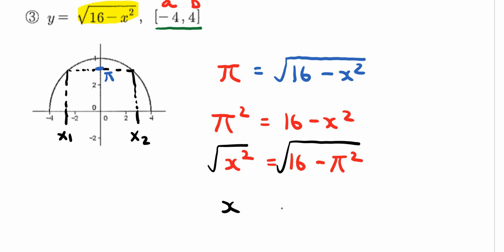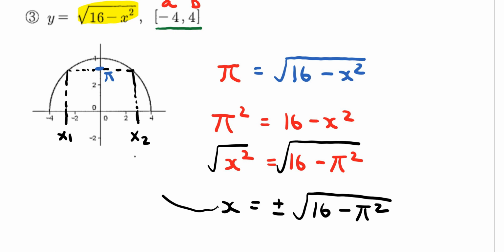So my final answer is x equals plus or minus the square root of 16 minus pi squared. Okay, so those are the x values where I obtain the average value. One of the x values is positive over here, and the negative value would be that one over there. Okay, good. Let's move on to the next average value question here.